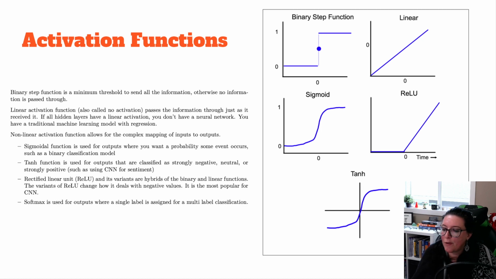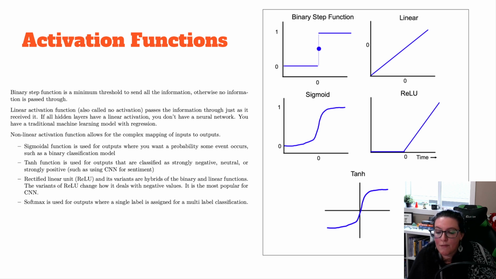A sigmoidal function is used for outputs where you want a probability some event is going to occur. So you use these sigmoidal functions for that final layer of output when you have a binary classification model. If you have a regression type model, right before your final output, you will have more of a linear activation function.